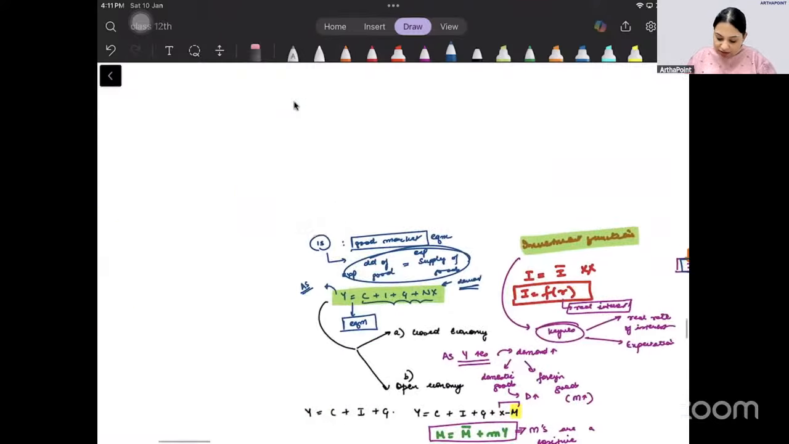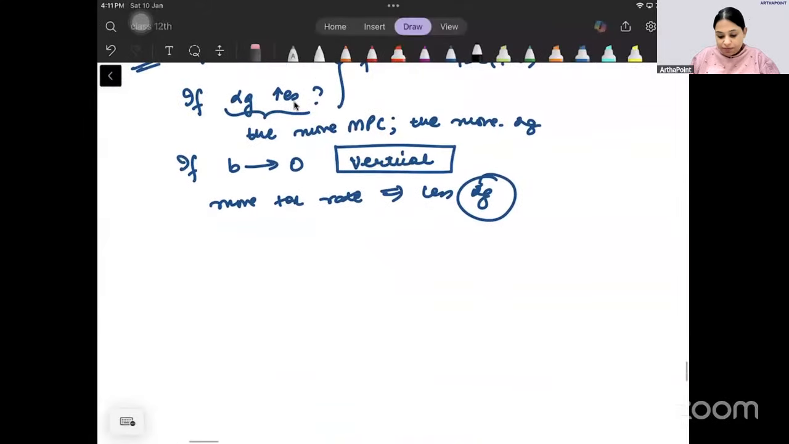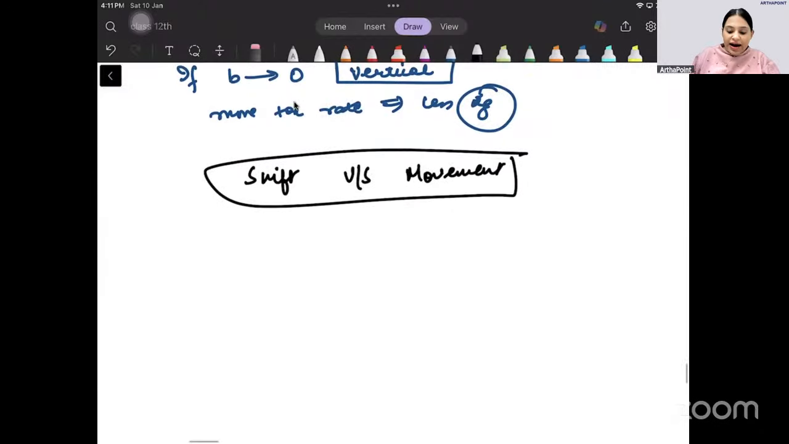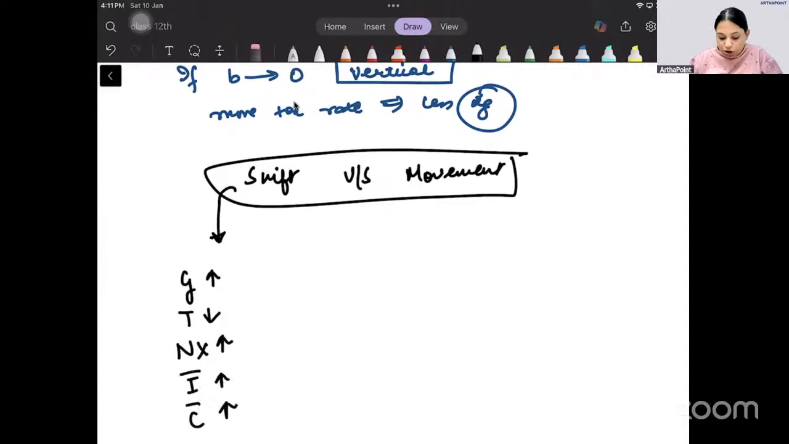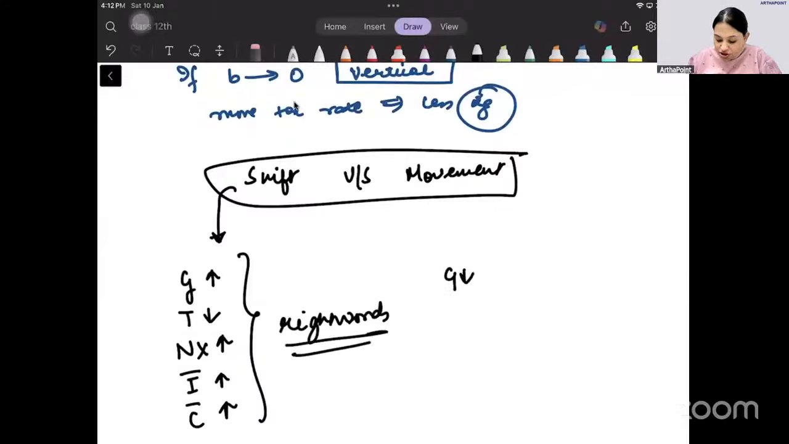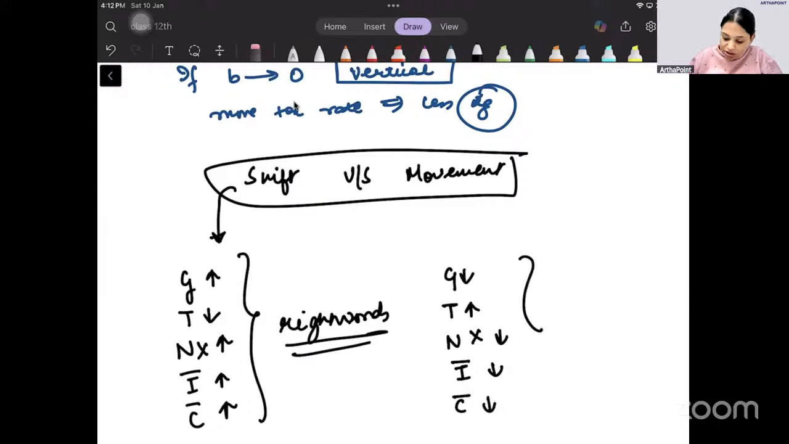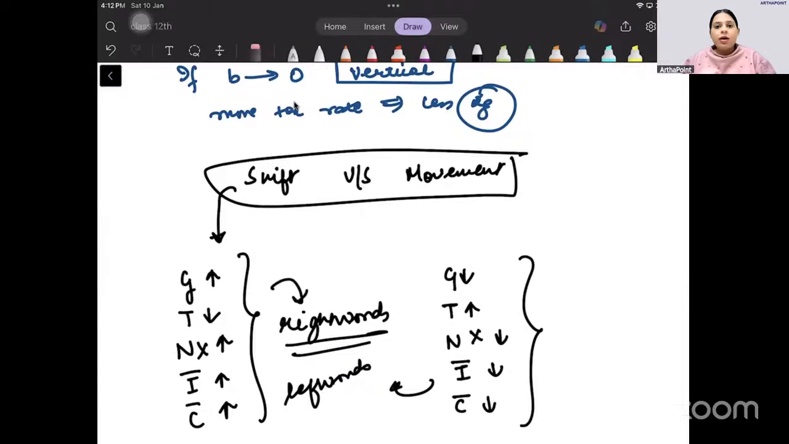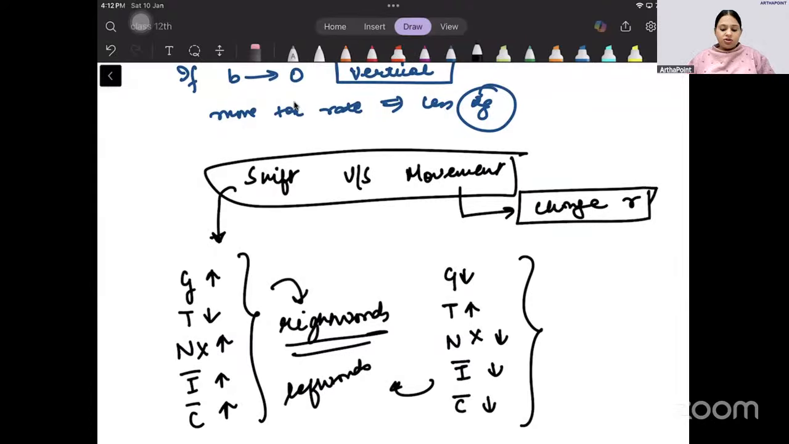So now the last thing for IS curve is shift versus movement. IS curve will shift whenever any exogenous factor will shift. Government expenditure increases, tax decreases, net export increases, autonomous investment increases, autonomous consumption increases, IS curve will shift rightwards. Government expenditure decreases, tax increases, net export decreases, autonomous investment decreases, autonomous consumption decreases, IS curve will shift leftwards. Movement along the curve only when X or Y axis changes, meaning changes in interest rate. Right? So this is about your IS curve.